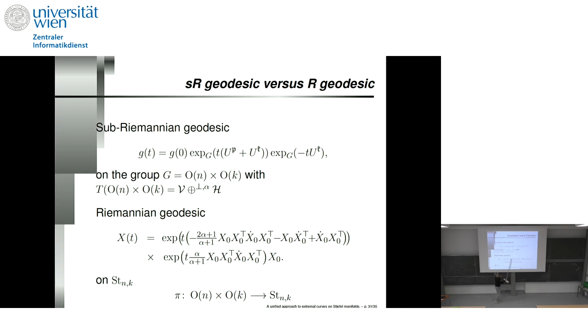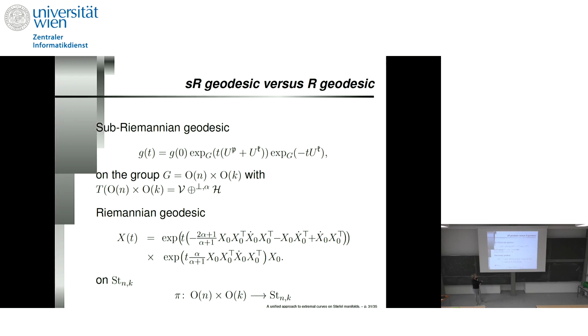Okay, g_0 is the starting point. But then, in order to get something that is tangent to the H, you correct it by this exponential, again a group exponential, with minus t U_K. In a sense, for each t, you kill this component, and you get something that is tangent to the horizontal. And this is the formula that was known for the group for a long time.